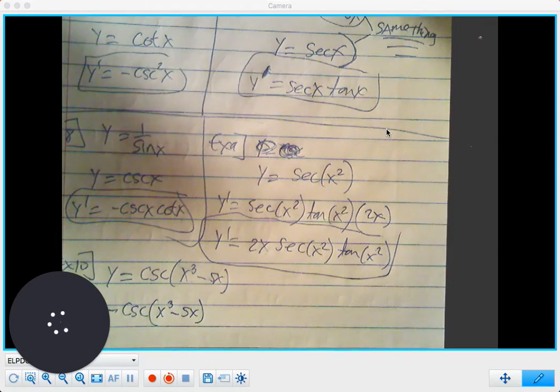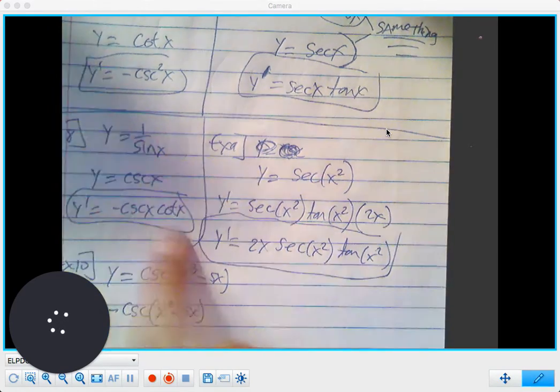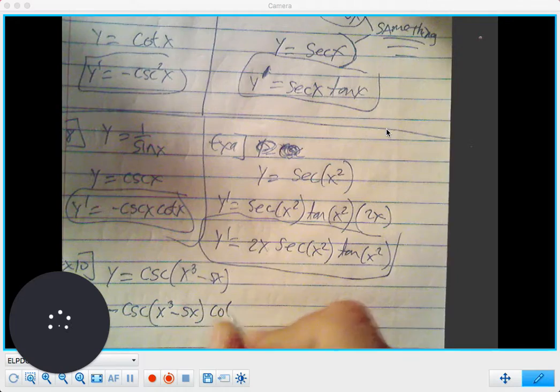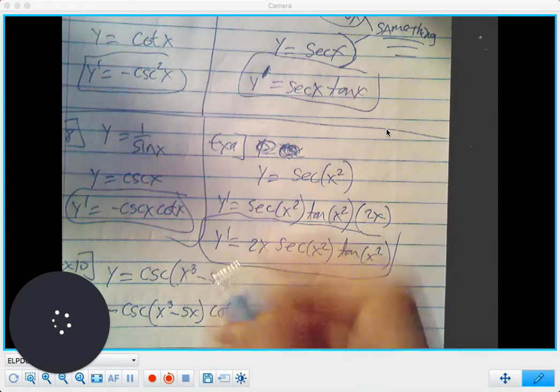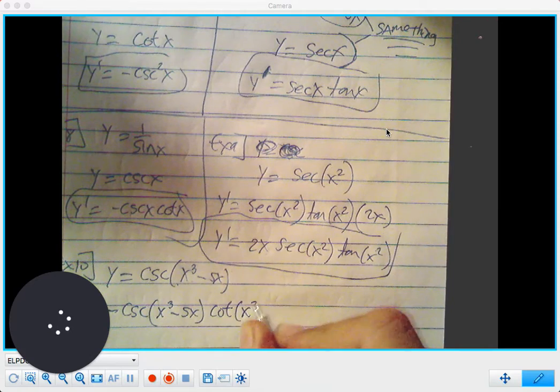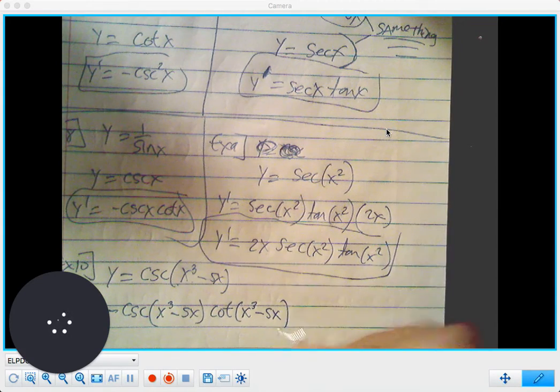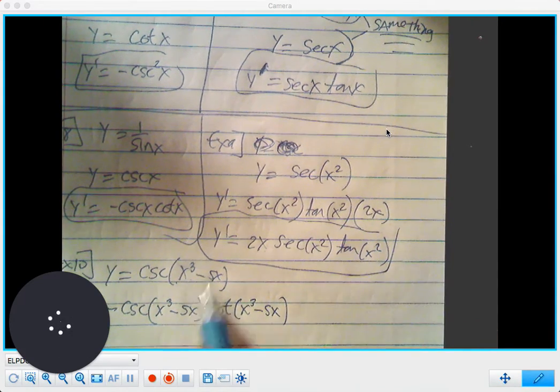Am I done? No, because the derivative also has a cotangent. Okay, let me write it. Cotangent. Cotangent what? X? No, cotangent of the whole thing. Okay, x cubed minus 5x. Am I done? No, because we have something other than x. Now we need to take the derivative of the whole thing.